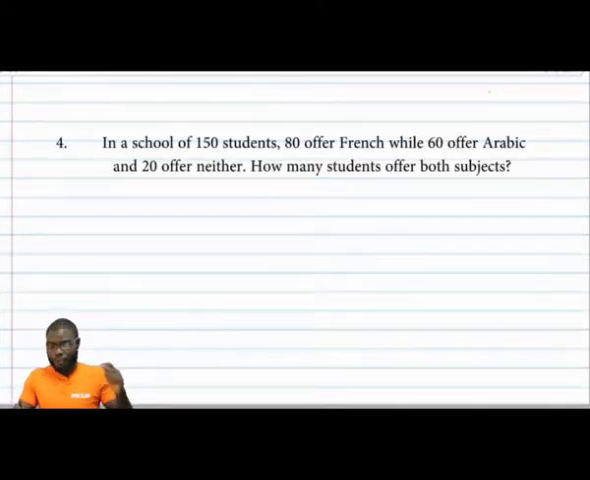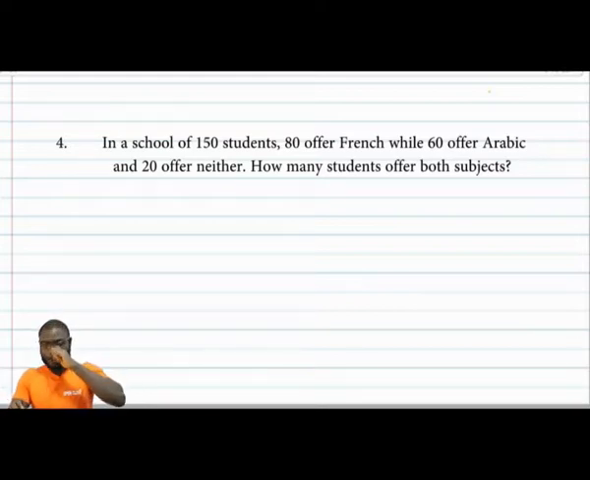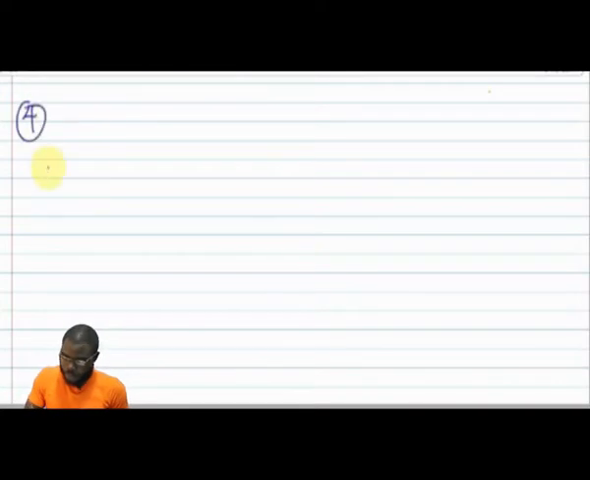Question number 4. In a school of 150 students, 80 offer French, while 60 offer Arabic, and 20 offer neither. How many students offer both subjects? Okay, now that's question number 4. In a school of 150 students, the total number of students, that's the universal set, is 150.